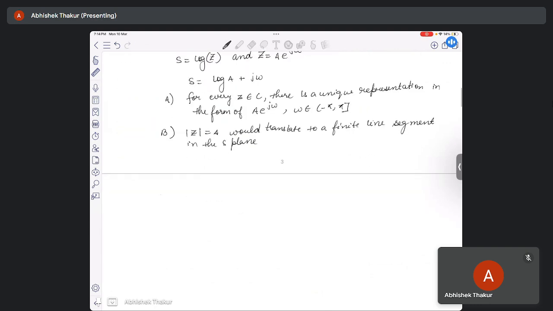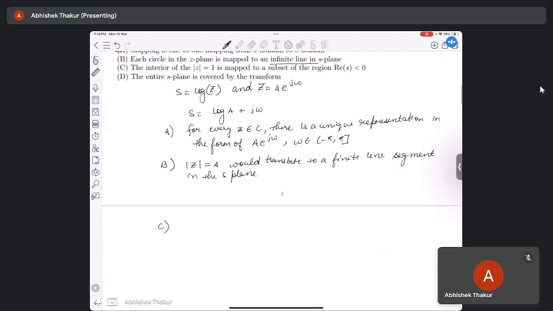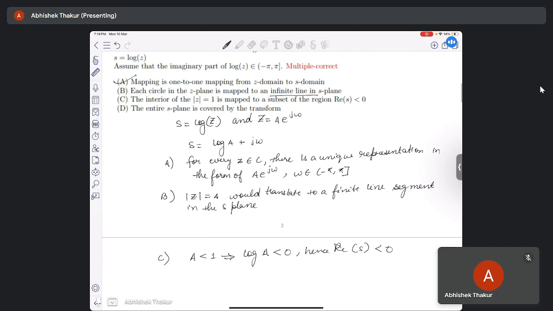Now coming to option number C. What it says is, the interior of mod Z equal to 1 is mapped to a subset of the region real part of S is less than 0. When a is less than 1, this implies that log a is less than 0. Hence, real part of S is less than 0. So option C is also correct.